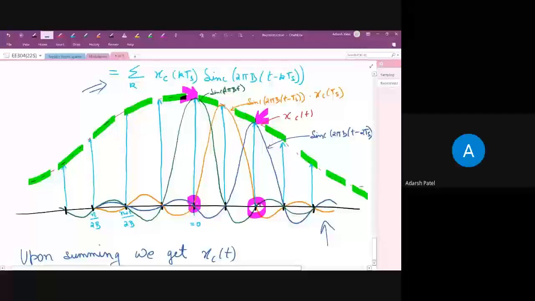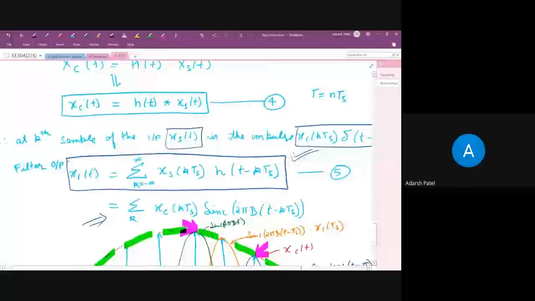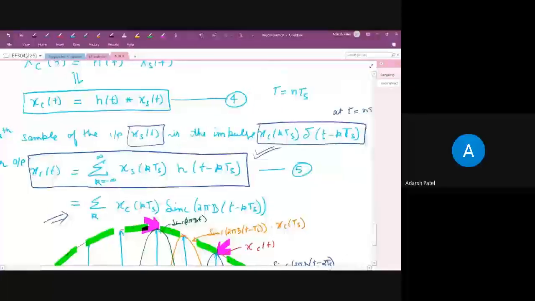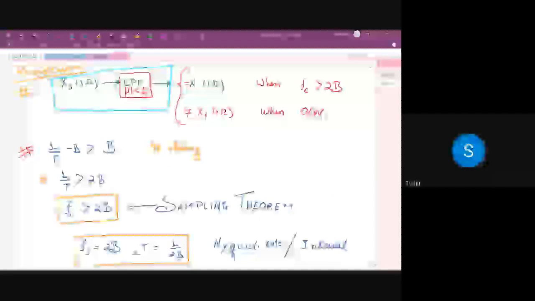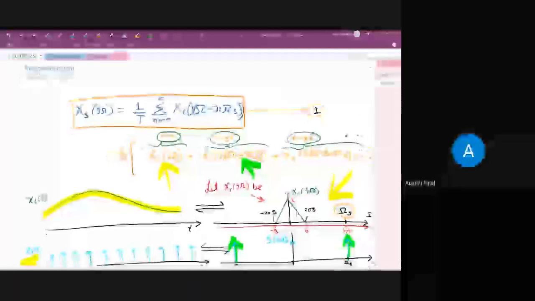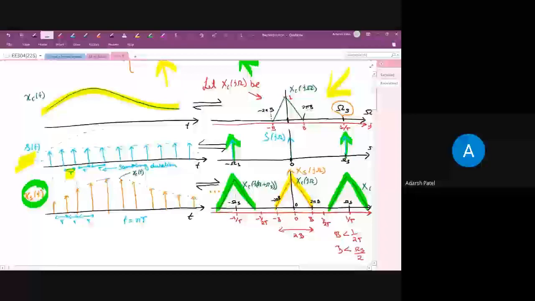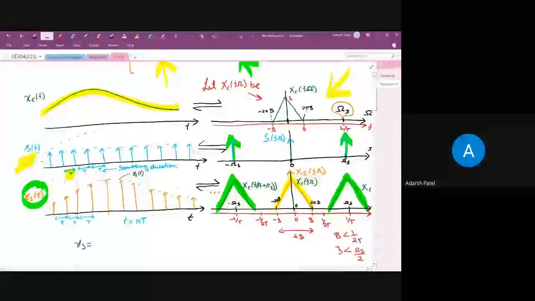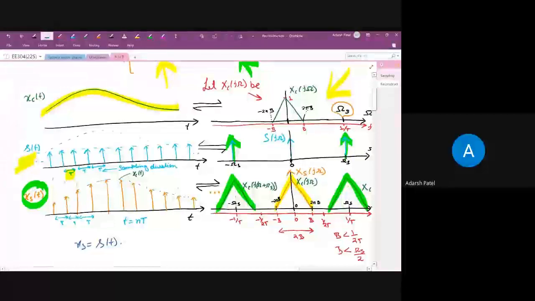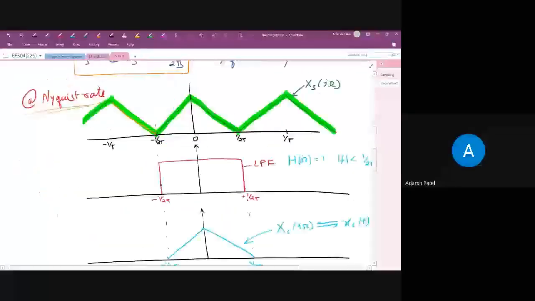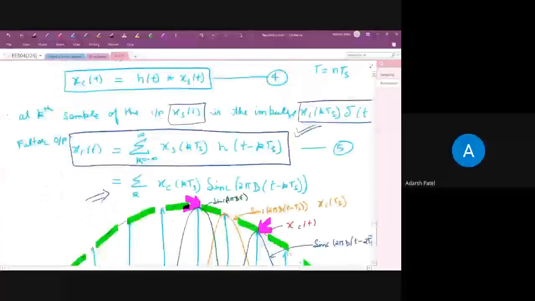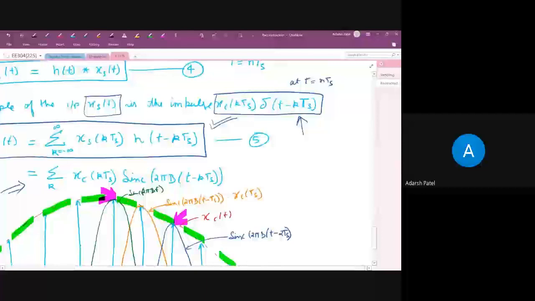Nothing more than that. The additional thing which I have said is that x_s(t) is the same as writing in terms of x_c(kT_s). Can we do that or not? This is already known to us, this is how we obtained this. This x_s is nothing but s(t) times x_c(t). Yes or no? Yes, this is what I have written. I have not written anything extra in here.